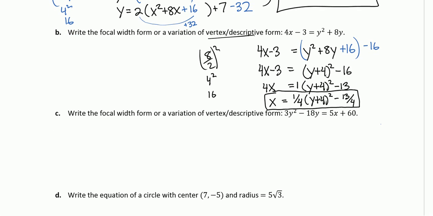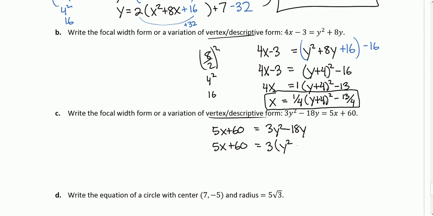Part C, we want to do the same thing, get it into vertex form. I need to solve for x. I'm going to flip the equation around and put the 5x plus 60 on the left-hand side, and the 3y squared minus 18y on the right-hand side. I'm going to first focus on completing the square. So first factor out a 3 from the 3y squared and the negative 18y.